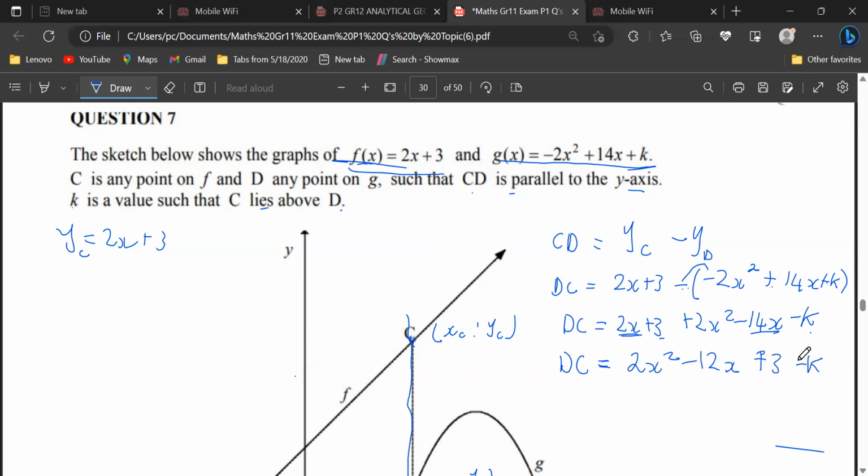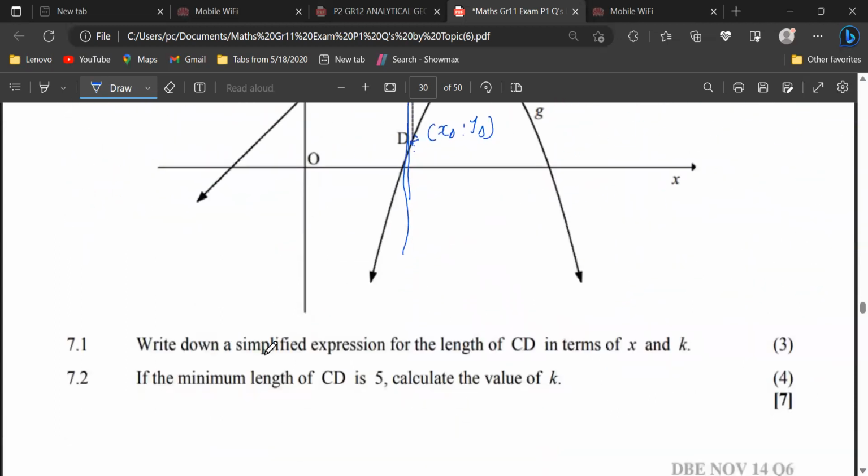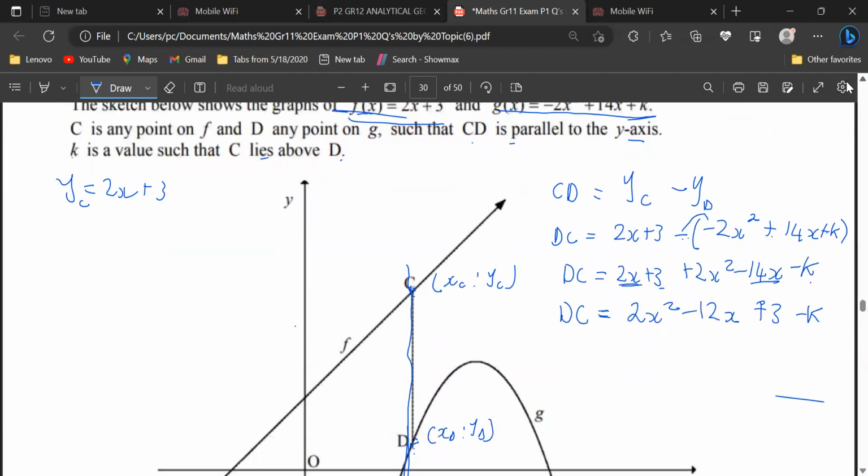So that was the first question. We were supposed to write down a simplified expression of CD in terms of x and k. This is the simplified version in terms of x and k, and this is what they are going to give us marks for: 1 mark here, 1 mark here, and 1 mark here. Once you get this, this is a parabolic function that defines the length of DC. Now, in the length of DC, we should be careful, guys. They were specific to say that C is any point on f.